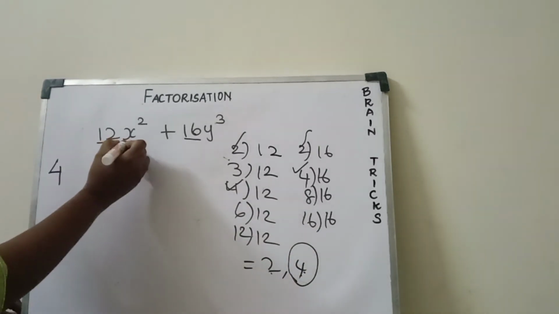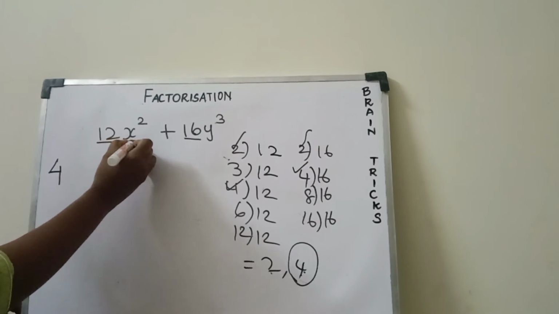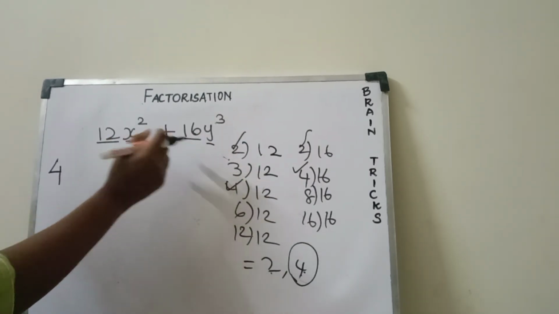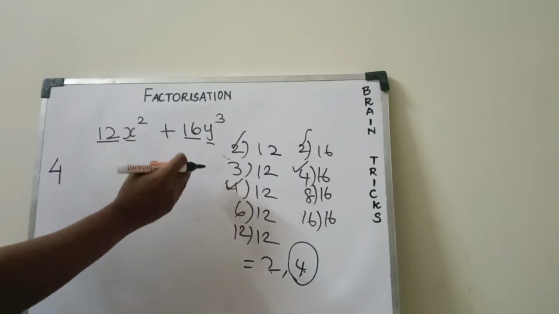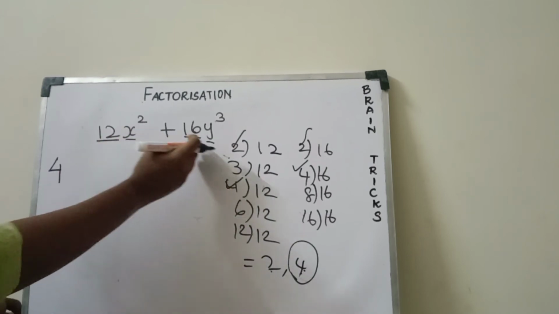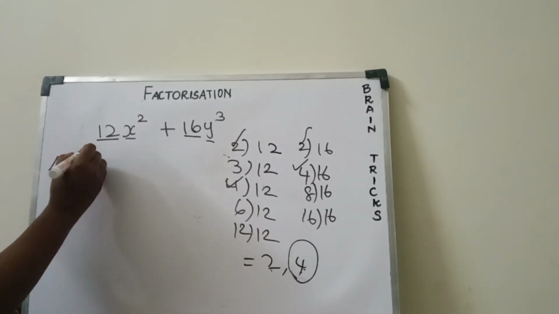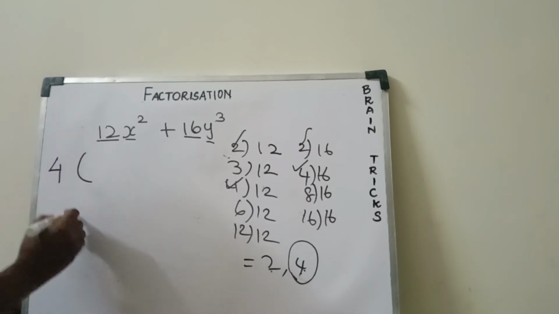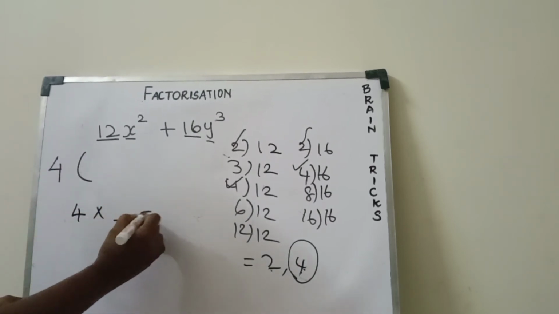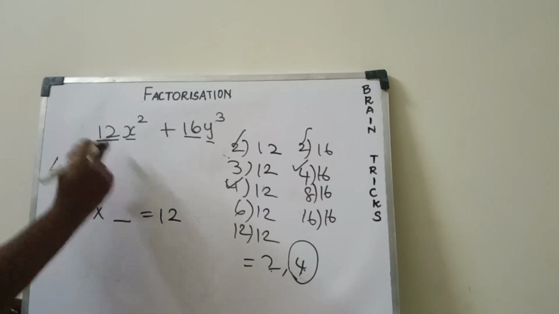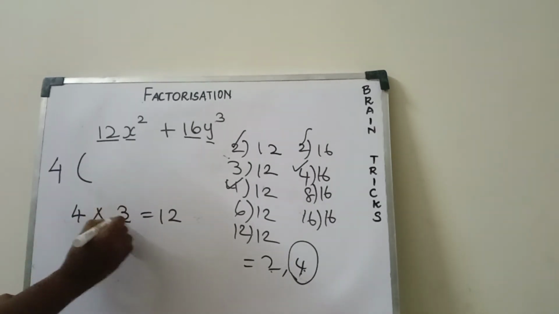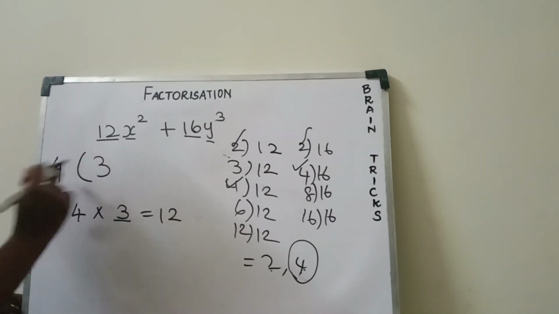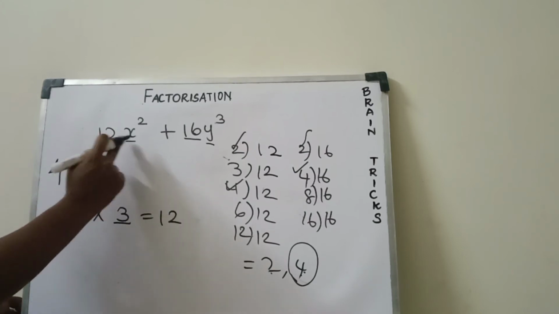Next we are moving to the variable part. Here I have x, here I have y. They are not alike terms. They are different variables. So we cannot take a common variable. Okay. Now what number I have to multiply with 4 to get the number 12? 3. So I am just writing 3. 4 3s are 12.